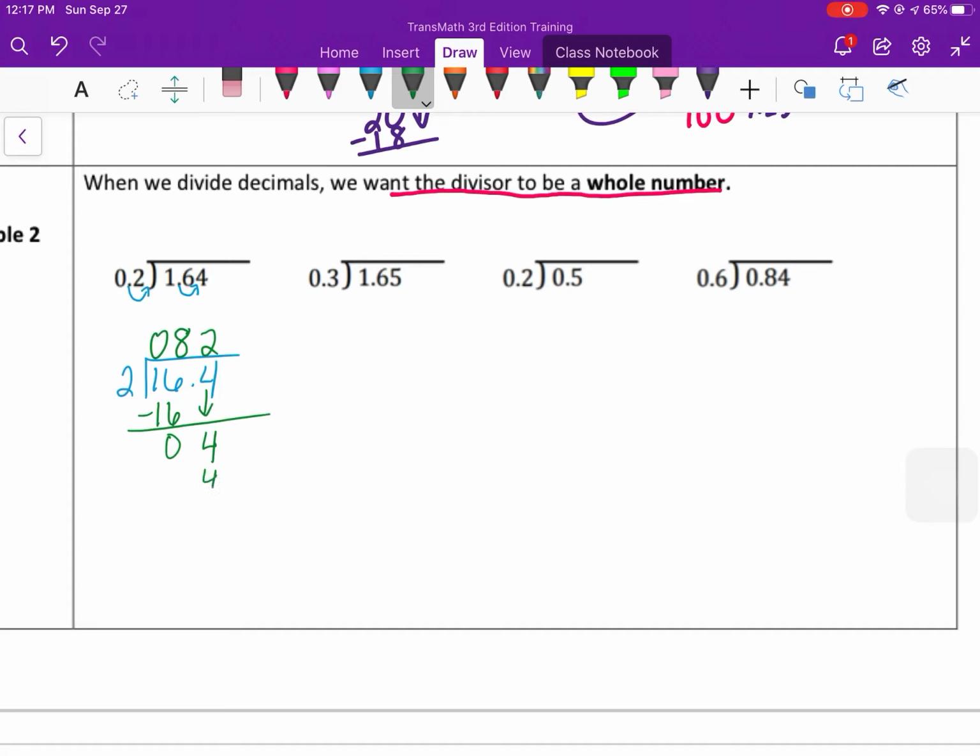2 fits into 4 2 times. 2 times 2 is 4. We subtract, we get 0. And then remember, you take your decimal point and you move it straight up in your answer. So here our answer would be 8.2.